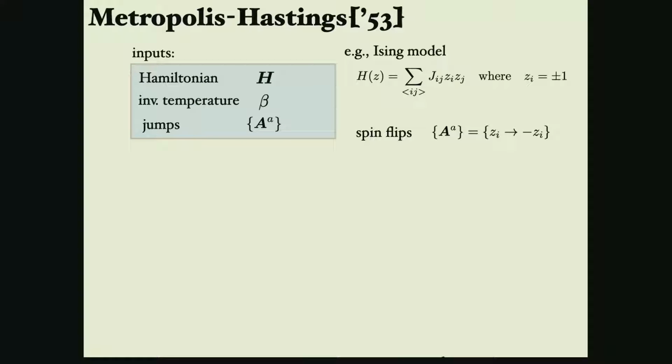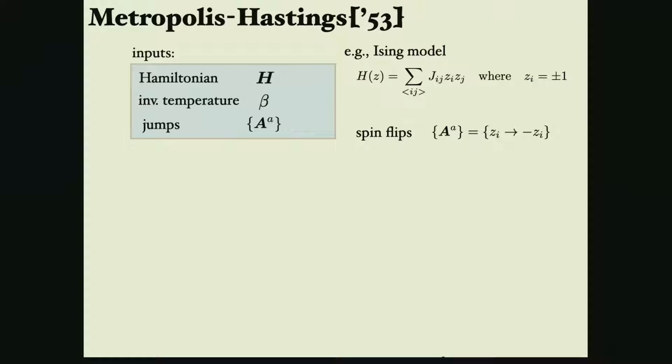So let's just look at an example with a very old algorithm called Metropolis-Hastings, still being run today. There are lots of variants, but this one has captured the essence. As a user, here are several things you want to specify. You want to choose a Hamiltonian, some inverse temperature beta, and some set of jumps.